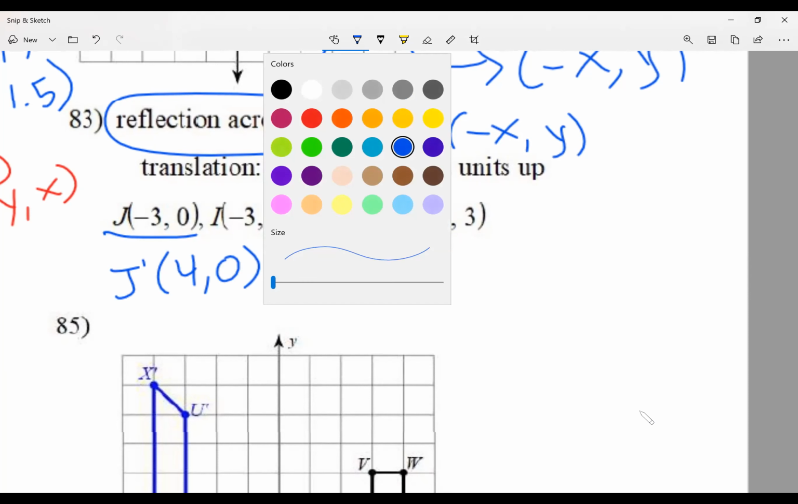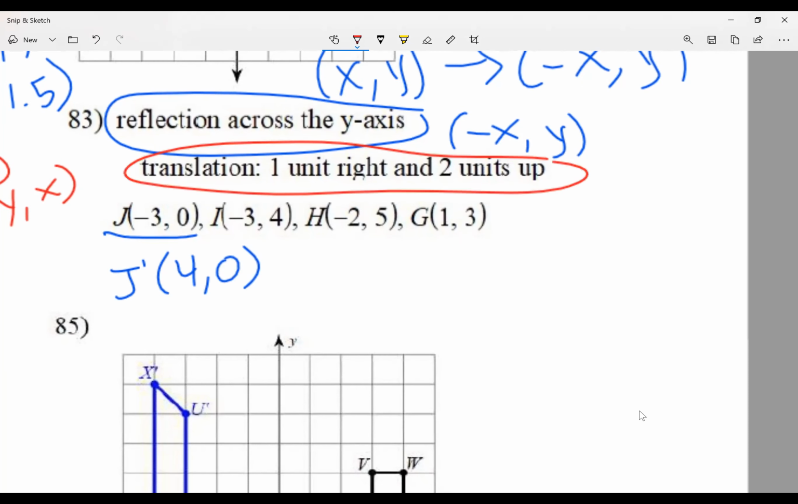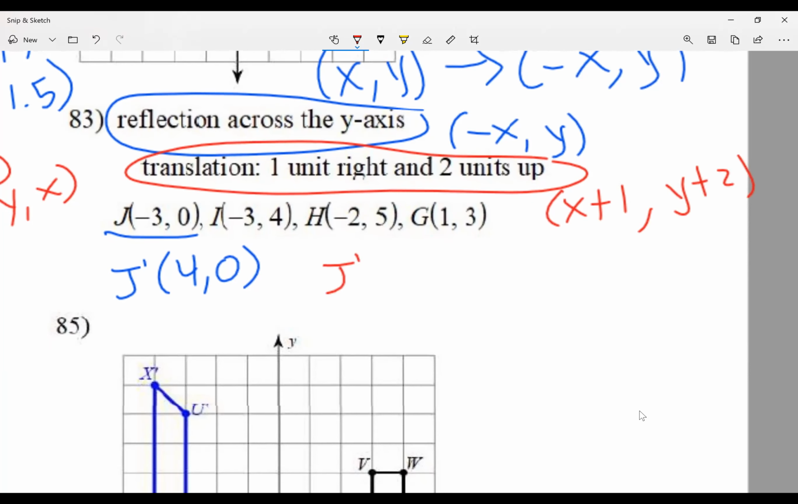Now the second transformation says translation, 1 unit to the right and 2 units up. One thing, it helps me if I write it in notation here. 1 unit to the right, that's basically x plus 1. To the right is plus and to the left is minus. And then 2 units up, I'm going to write that as y plus 2. The reason why I wrote the formula is because it helps me. It says plus 1 on the x, plus 2 on the y. So my J double prime will be (5, 2).